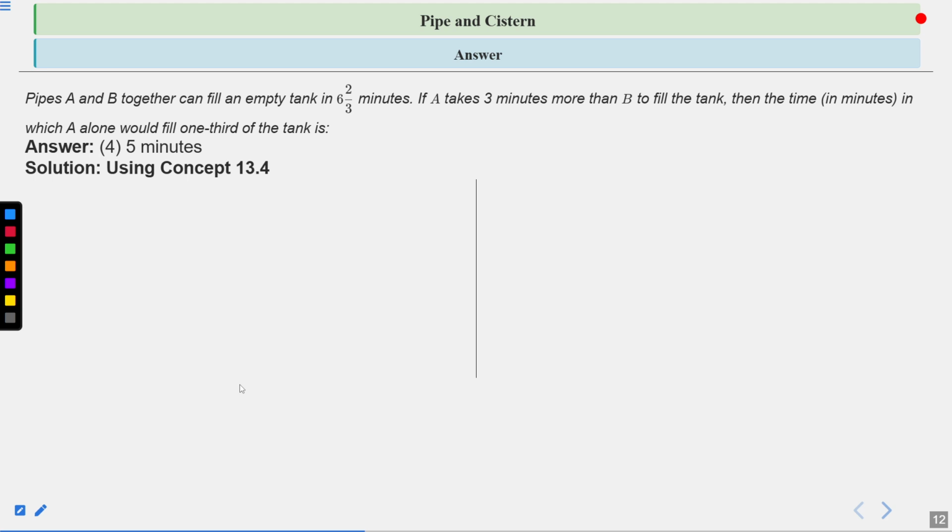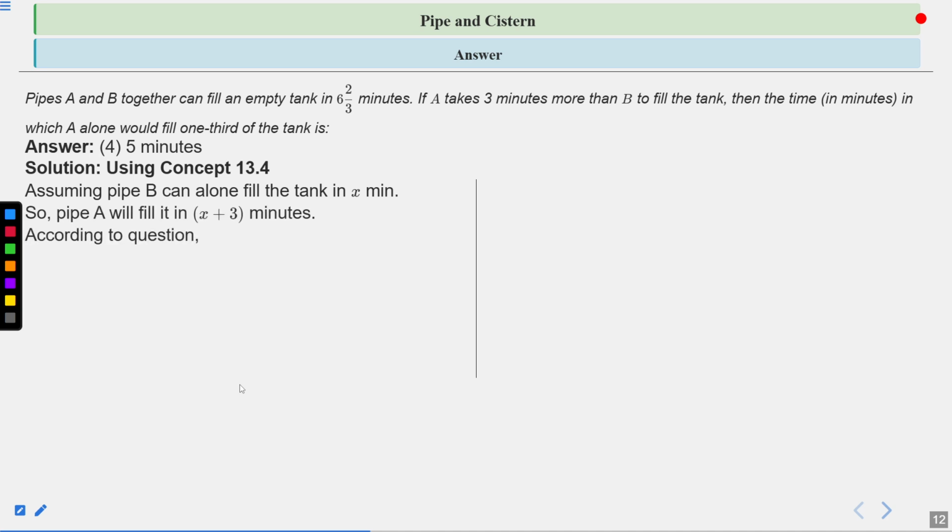Using concept 13.4 in this question, assume pipe B can fill the tank in x minutes, so pipe A will fill the tank in x plus 3 minutes. According to the question, the efficiencies of pipe A and pipe B will be 1 upon x and 1 upon x plus 3. Their sum should equal 1 upon 6 and 2 by 3 minutes, so we get 3 by 20. We can equate it: 1 upon x plus 3 plus 1 upon x equals 3 by 20.